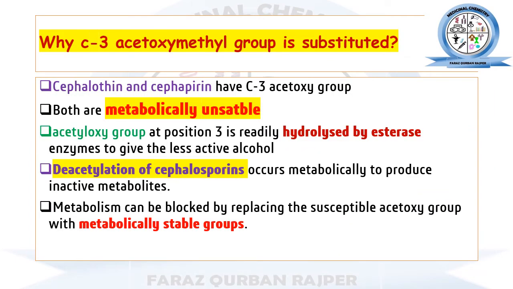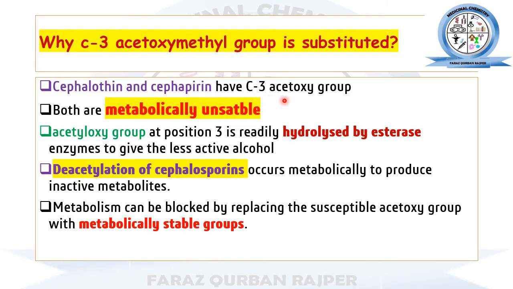Now let's discuss why the C3 acetoxymethyl group is substituted. The C3 acetoxymethyl group is present in cephalothin and cefapirin. Cephalothin is one of the very earliest identified, or what we say discovered, cephalosporins.